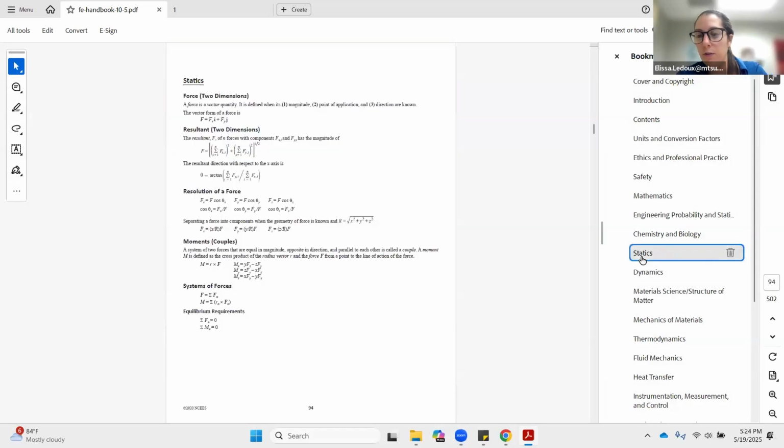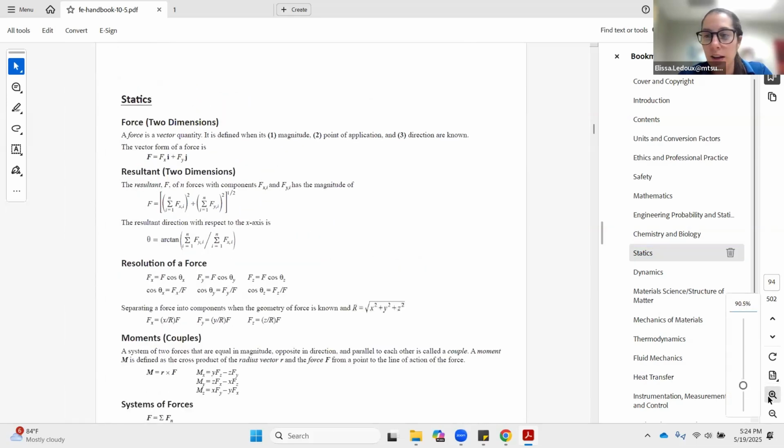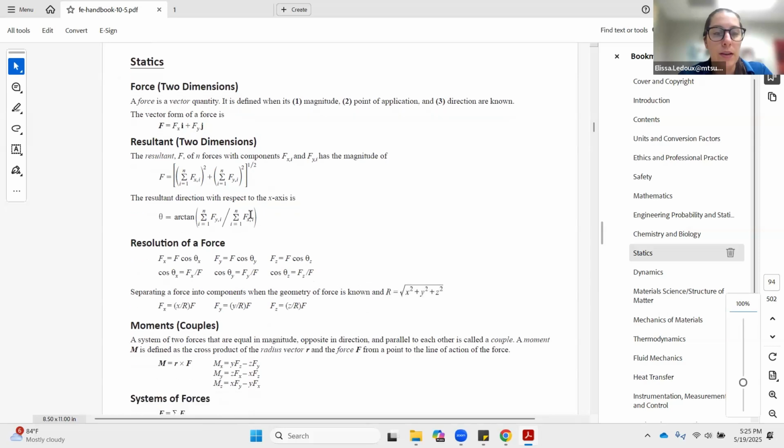So the handbook section for statics, we'll zoom in here. This section is actually not that long, but it basically has, okay, break down your force into your I and J components. You can see here, it just asks for I and J. It's probably not going to ask you for anything in 3 dimensions. So you can be pretty comfortable with working in a plane. To find the resultant, you add the forces together.